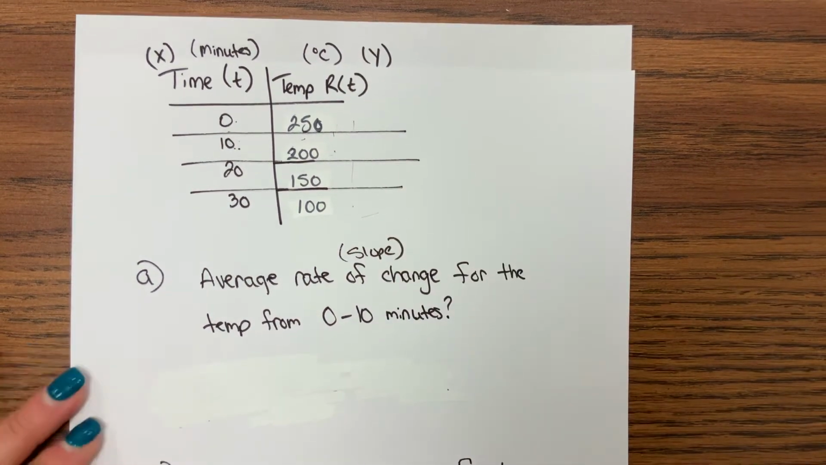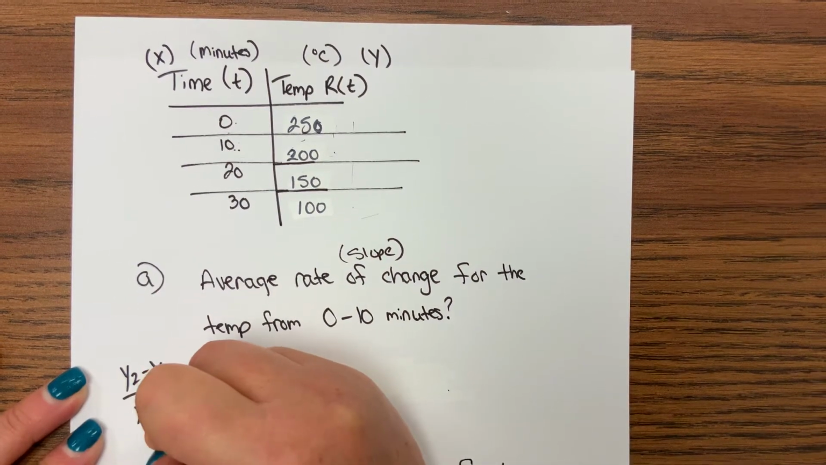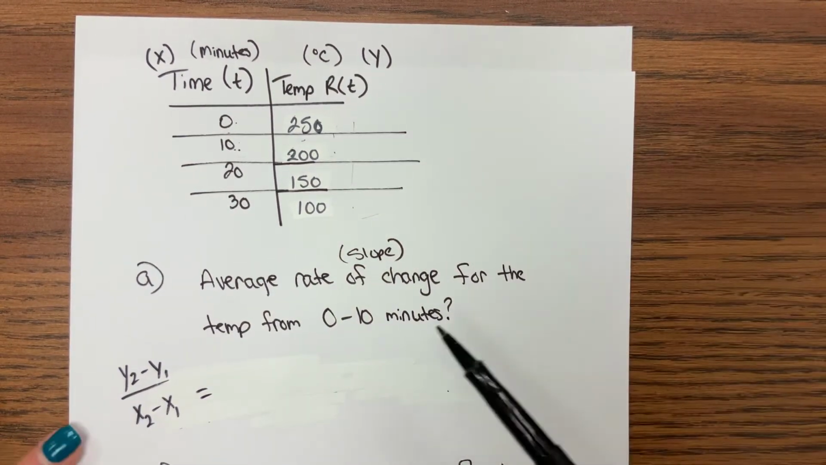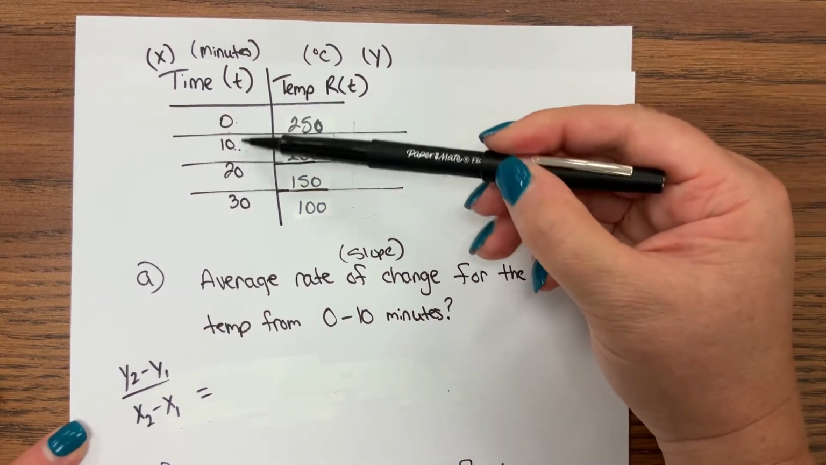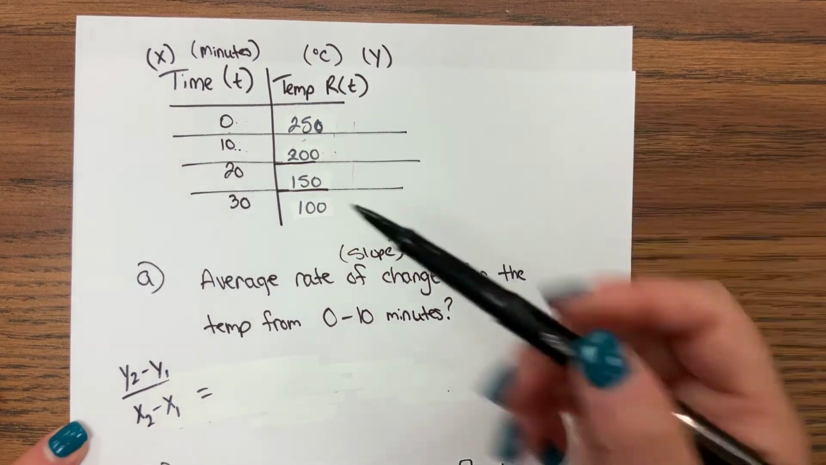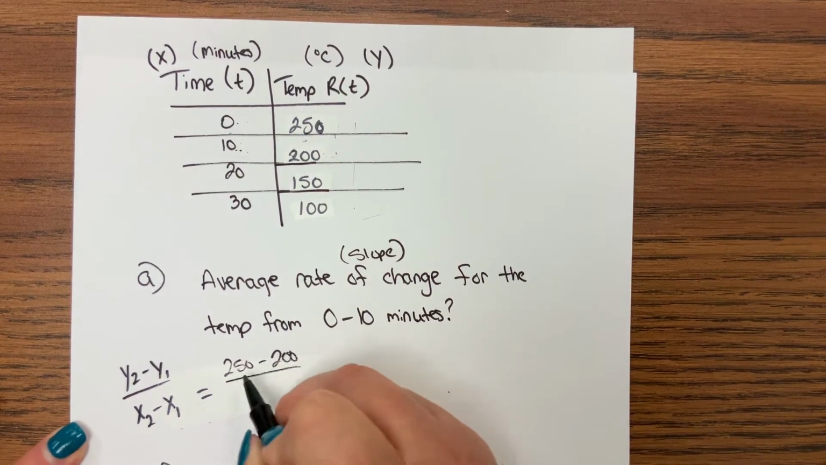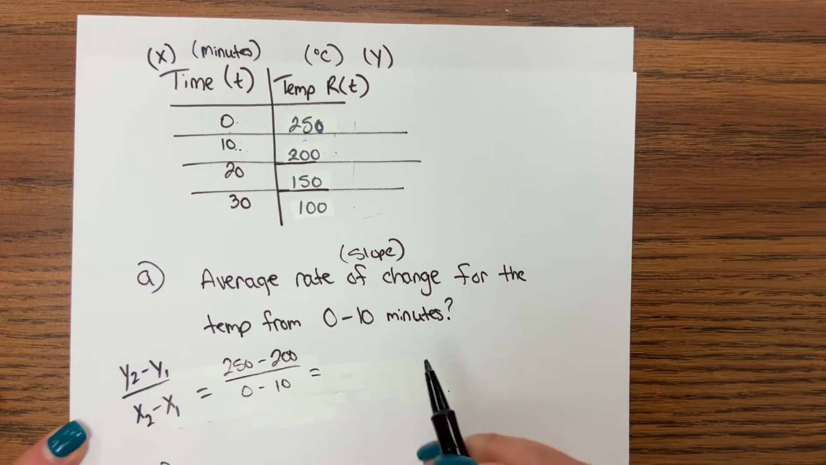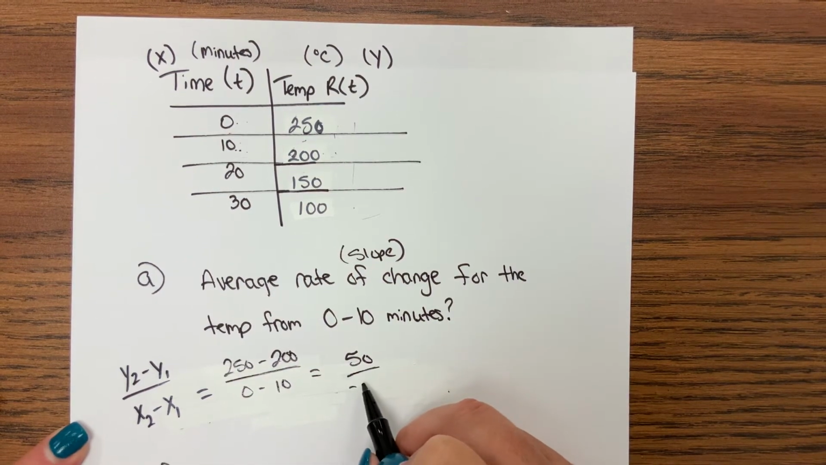And if you remember, slope, if we use that formula, was change in y over change in x. So you can do the same thing with this table. So this first one, I'm doing the 0 to 10 minutes. So 0 to 10 is my x coordinates, 250 to 200 is my y coordinates. So remember, you do change of y first. So I can do 250 minus 200, and then I do my x coordinates, 0 minus 10. And then I see that 250 minus 200 is 50. 0 minus 10 is negative 10.